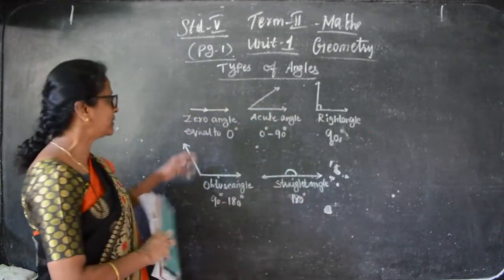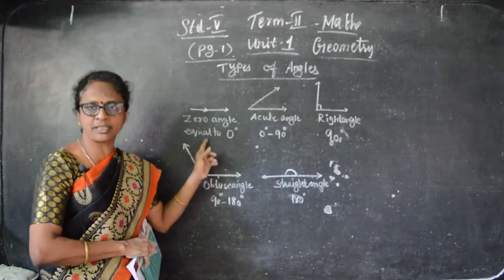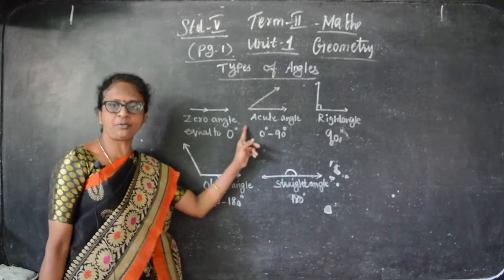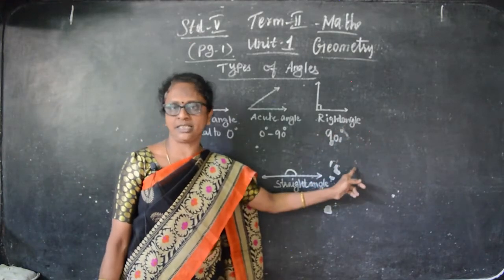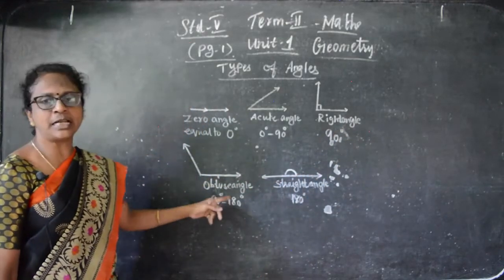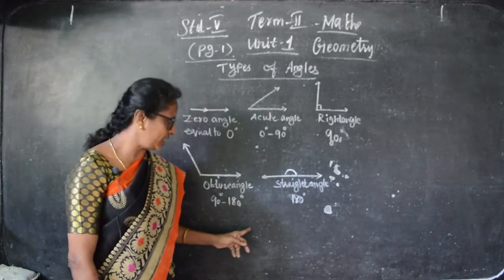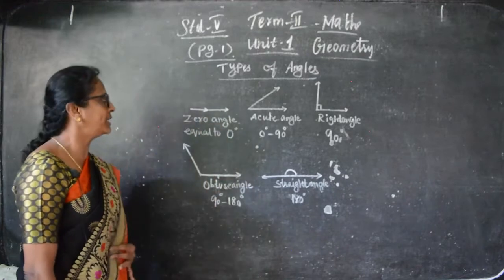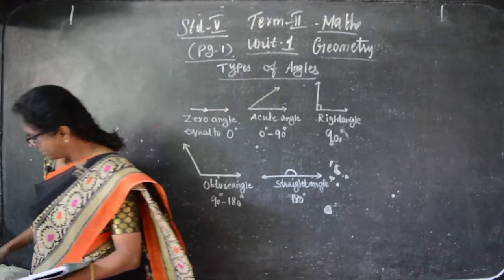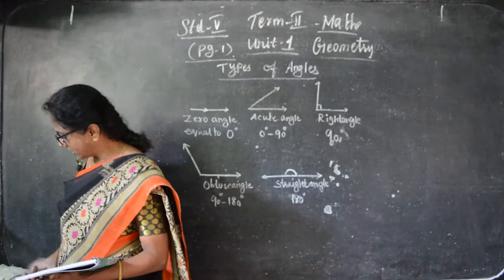Okay, so what are the types of angles? Zero angle is equal to 0 degree. Acute angle 0 to 90 degree. Right angle is 90 degree. Obtuse angle 90 to 180 degree. And straight angle is 180 degree. So these are the 5 types of angles. Okay, now we will move on to the next one.